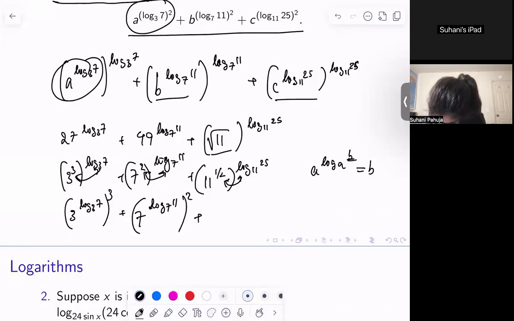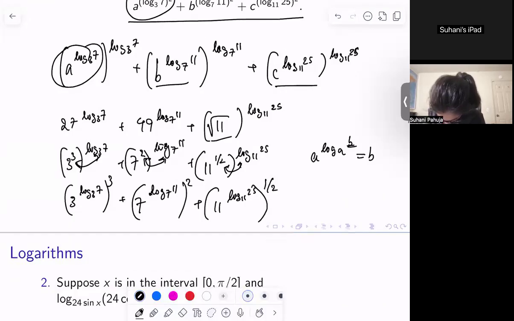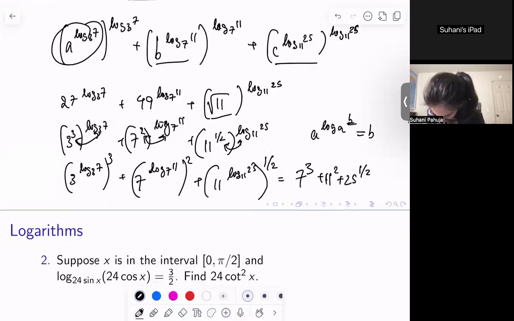And then plus 11 to the power of log base 11 of 25, to the power of 1/2. And this should give us 7 cubed plus 11 squared plus 25 to the 1/2, which is the square root of 25. So 7 cubed is 343, 11 squared is 121, and the square root of 25 is 5. And so that would give us 469.